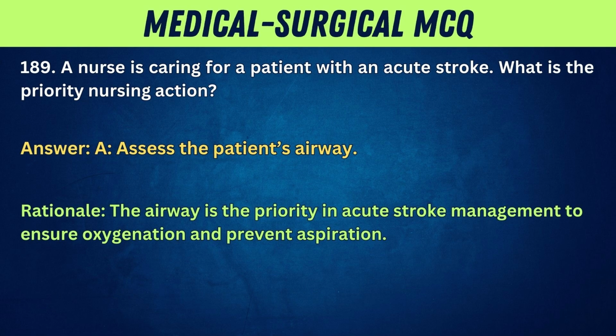Answer: A. Assess the patient's airway. Rationale: the airway is the priority in acute stroke management to ensure oxygenation and prevent aspiration.